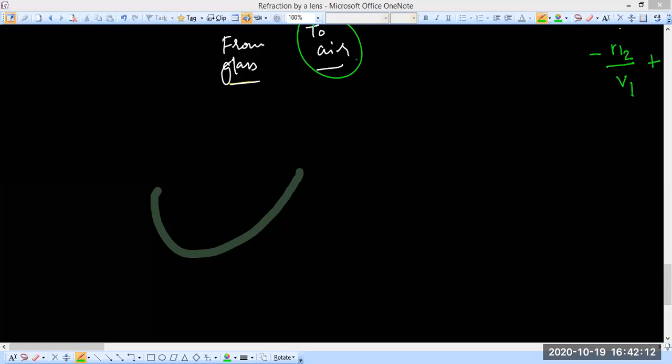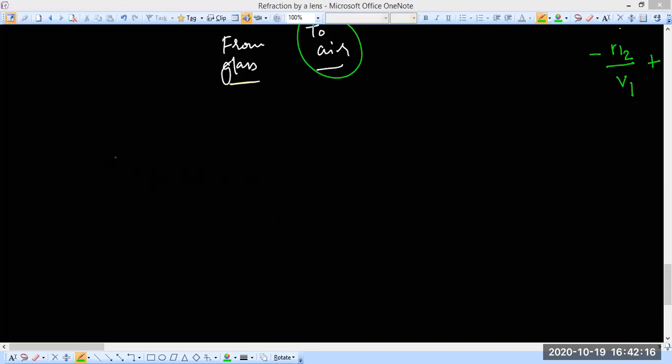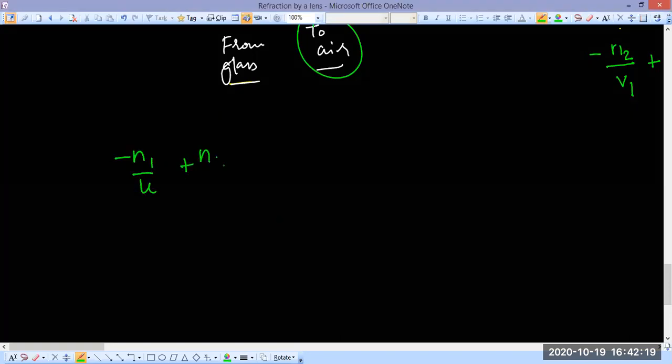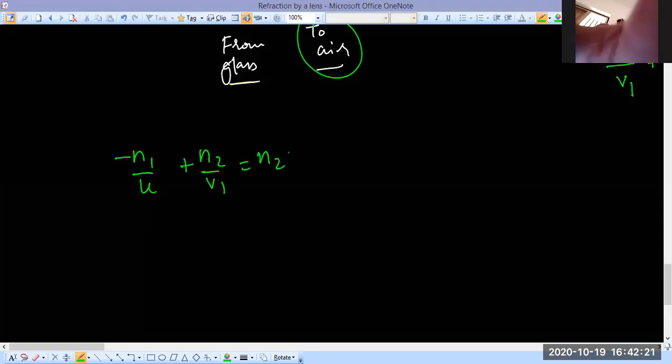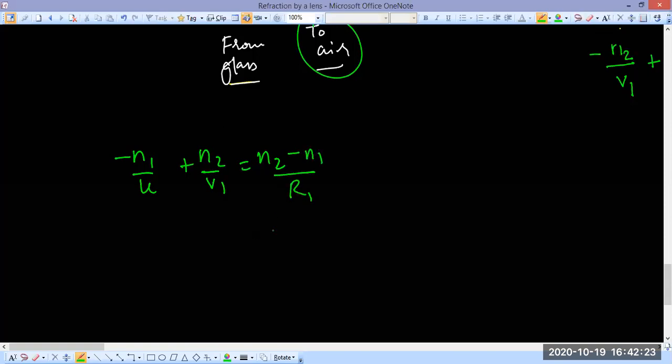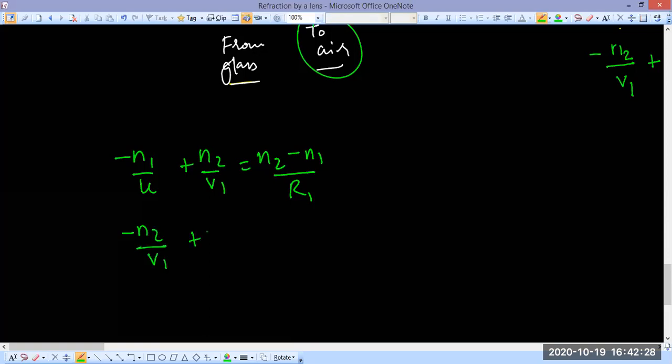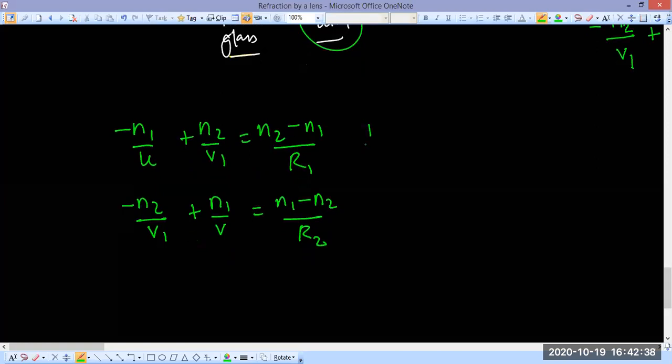Okay, so here it is -n1 by u plus n2 by v1 is equal to n2 minus n1 by r1. That's the first equation. And the second equation is -n2 by v1 plus n1 by v is equal to n1 minus n2 upon r2. બરાબર ને? એટલું થઈ ગયું. Now we will simply take these equations and we want to find a relation between final image distance and object distance. આ બેનું relation જોઈએ, right?